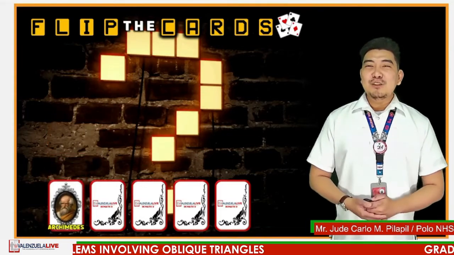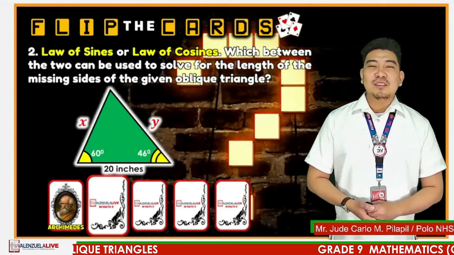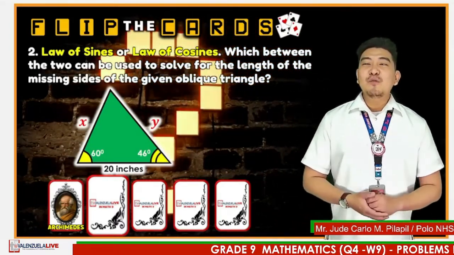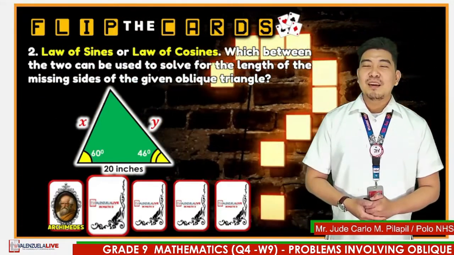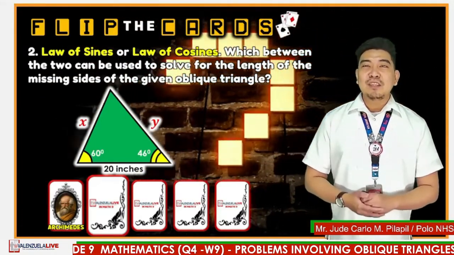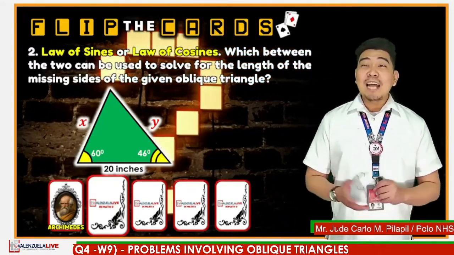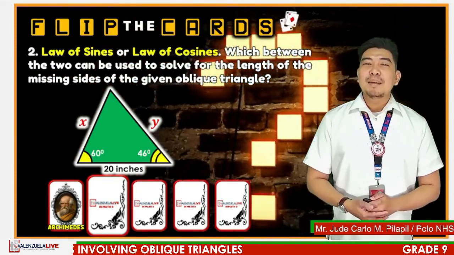Let us continue to item number 2. Law of sines or law of cosines. Which between the two can be used to solve for the length of the missing sides of the given oblique triangle? We are given with 60 degrees and 46 degrees angles and a side that measures 20 inches. 10 seconds begins now.